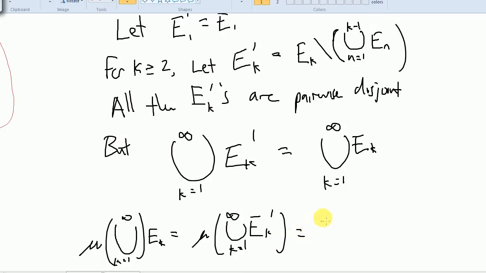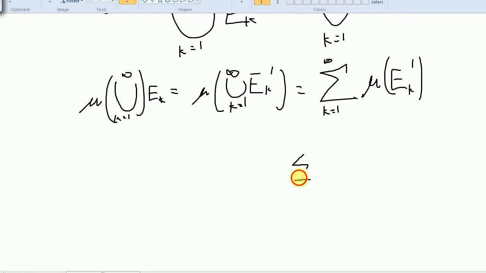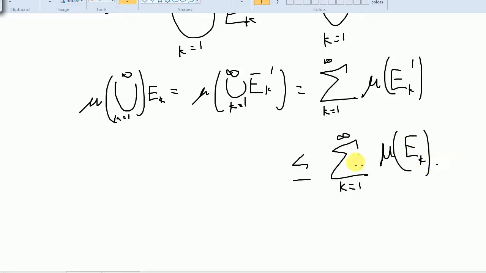But since these are all disjoint, this is going to be the sum from k equals 1 to infinity of the measure of E sub k prime. I probably shouldn't put my mu inside that sigma. Sigma wants a space. Alright, measure of E sub k prime. But then this right here is going to be less than or equal to, since each E sub k prime is a subset of E sub k, the sum from k equals 1 to infinity of mu of E sub k. Kind of a nice proof.